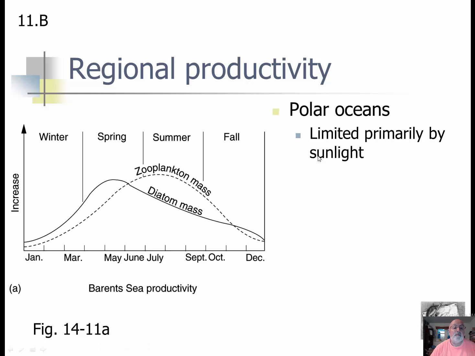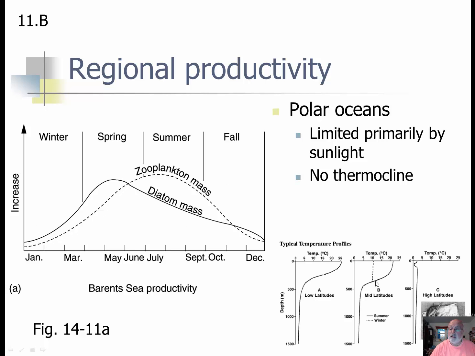So the first thing is we're going to talk about polar oceans, and these are limited only by sunlight. So in winter, where there's almost no sunlight, you can see the life, either zooplankton, which is the animal, or dinoflagellates or diatoms, which are going to be both plants and animals. In spring and summer, when the sunlight is actually there, they bloom, and then in fall they both taper off again. So they're limited by sunlight.